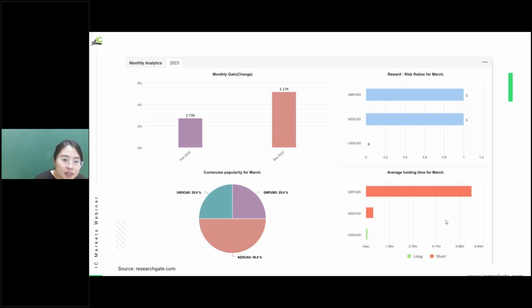Let me grab my pen. Okay, so the average holding time was about 6 hours. This is very short because most of the traders in Everest are actually scalpers. Most of the traders in Everest are scalpers, so they don't hold their trades for long.